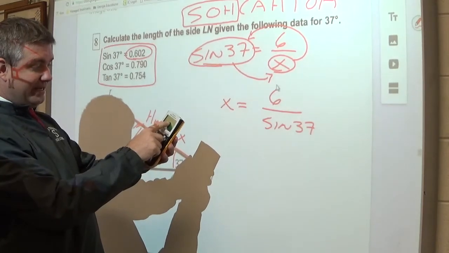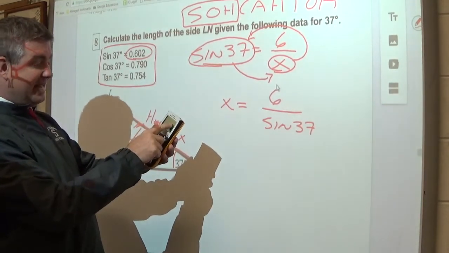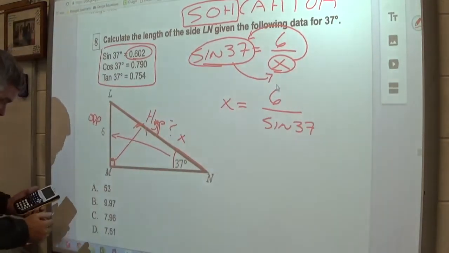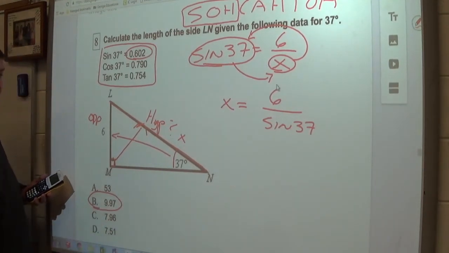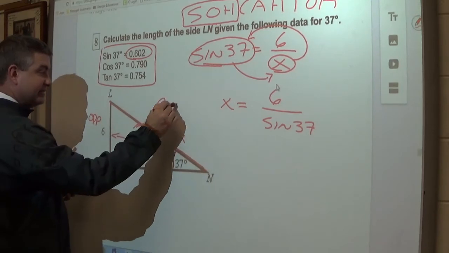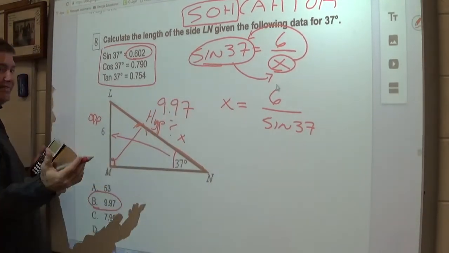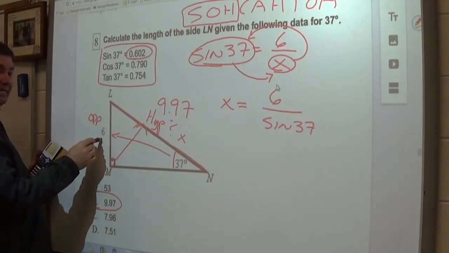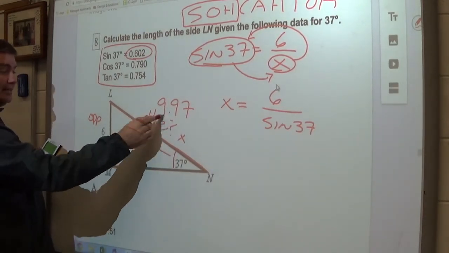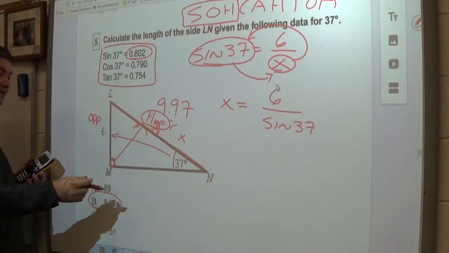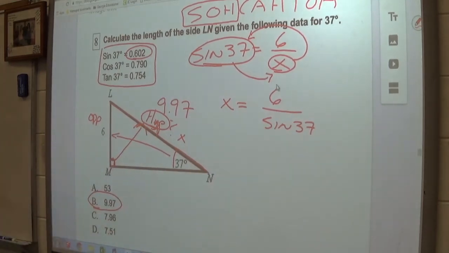We get 9.9698. So if we look at our answers, 9.97 is the best answer. So this side here is 9.97. And if we think about it, if this side is 6, right, it makes sense that this would be bigger than 6. Why? Because it's the hypotenuse. And the hypotenuse of any right triangle is the longest side.